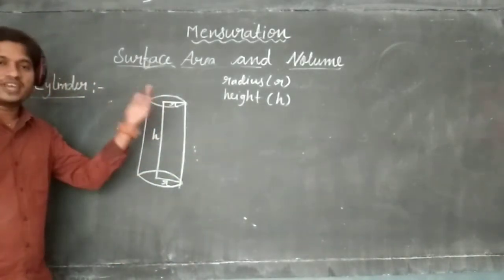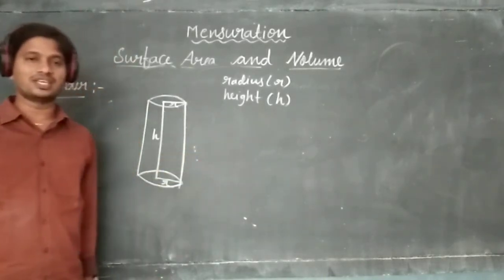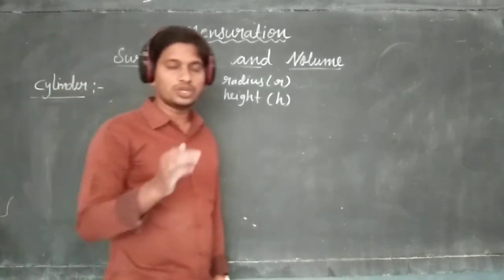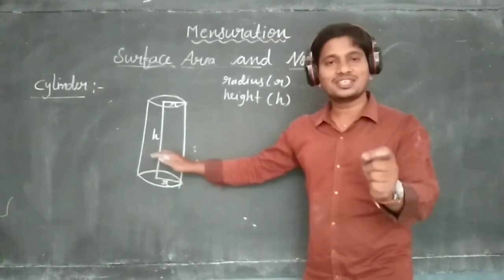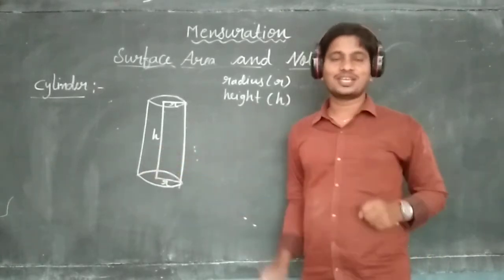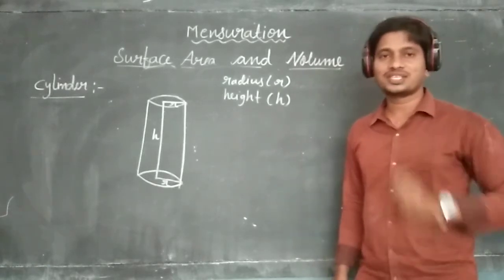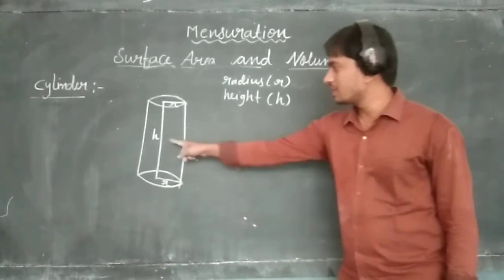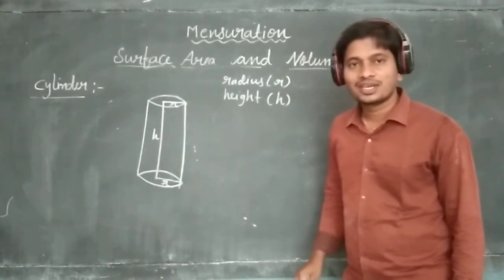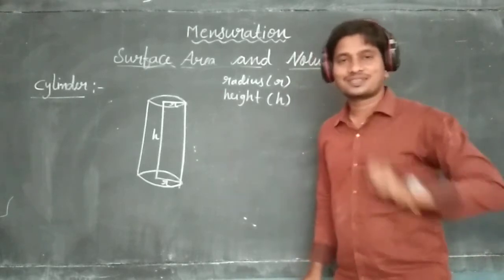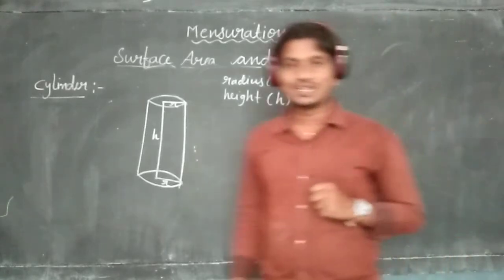What are the faces of the cylinder? What are the edges and what are the vertices of the cylinder? Do you know, all the 3D figures are derived from 2D figures only. Let me explain. If you observe this solid, that is cylinder, it has how many faces? It has three faces. Listen carefully, beta.